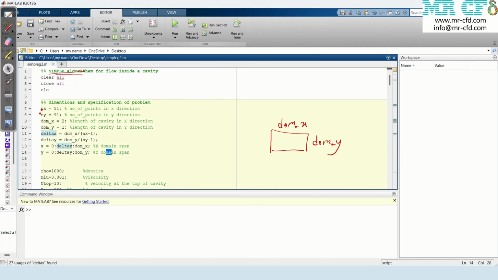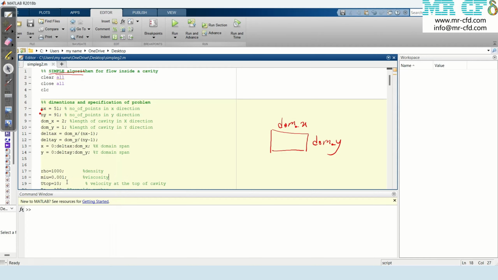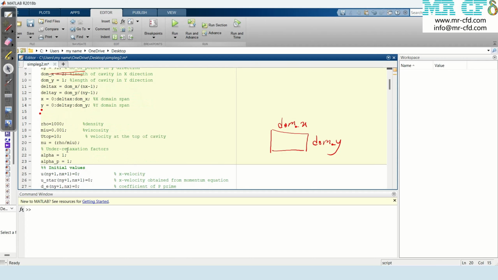Next, we define the fluid properties. The density is 1,000 kilograms per cubic meter, and the viscosity, represented by mu, is 0.001 Pascal seconds. The velocity, u, at the top of the cavity is set. Under relaxation factors, initially set to 1, are used to stabilize the iteration process.